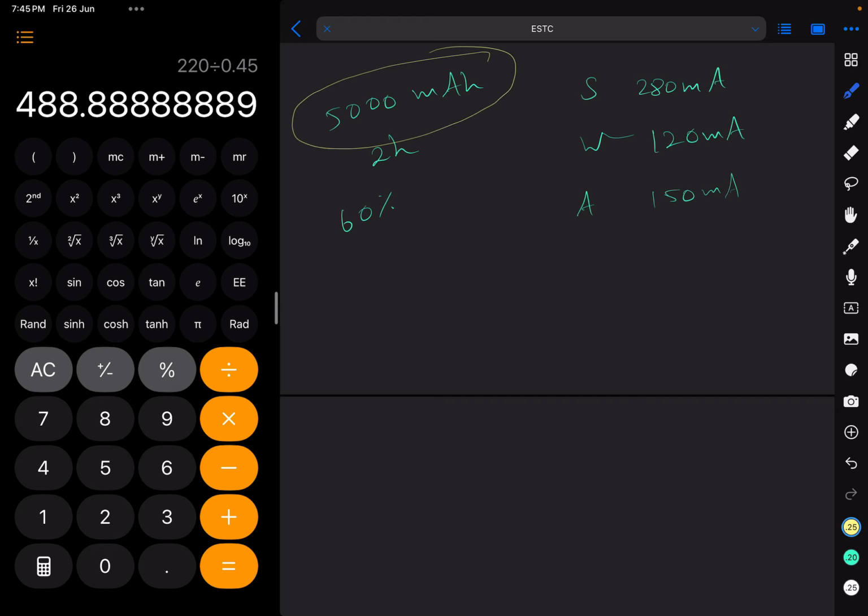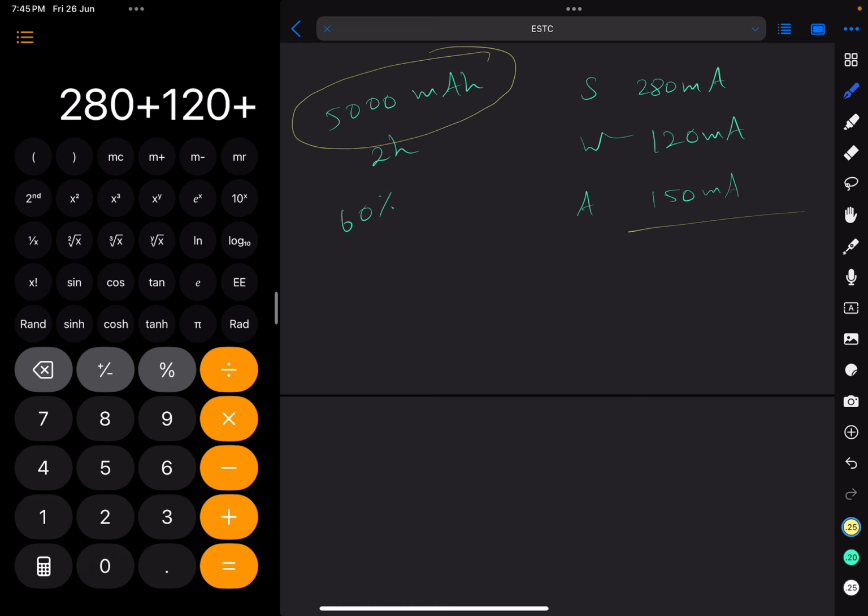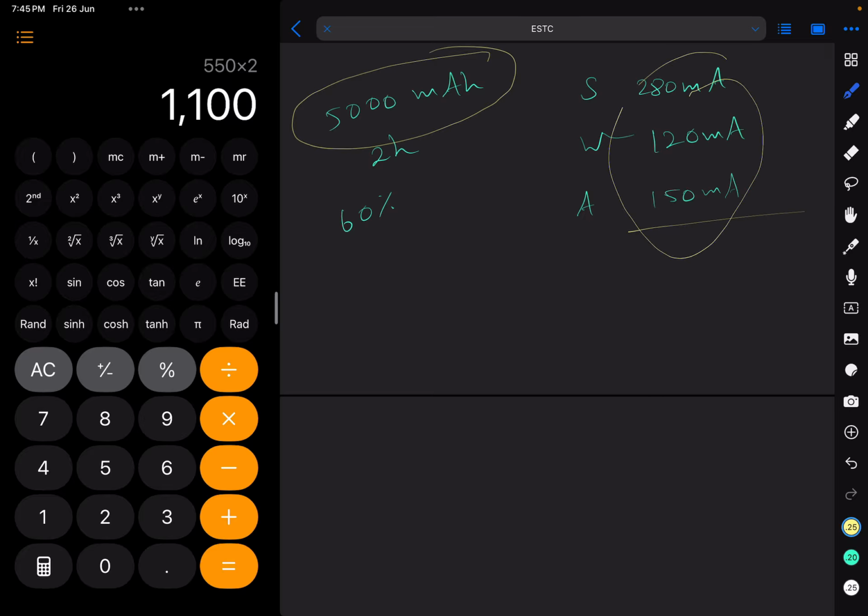For 2 hours the components current, okay, I'll add them up. 280 plus 120 plus 150, 550. Okay, I have the current, multiplied with 2, it's 1100. 1100 is the charge drawn, am I doing correct? Time, okay. Next question, what percentage of charge will be left after the movie?